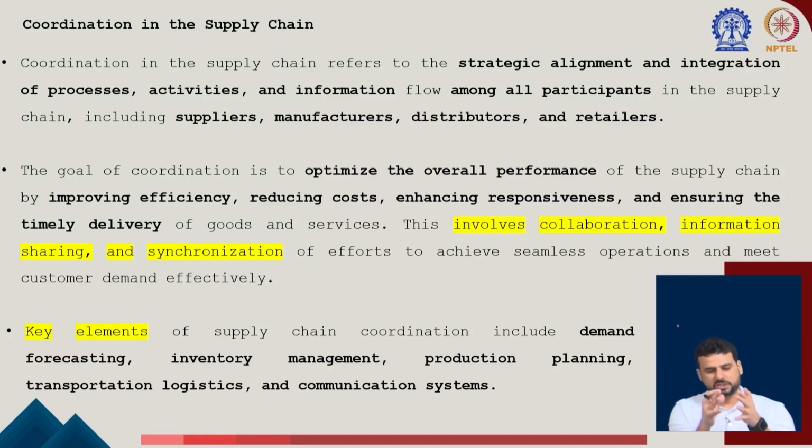So coordination among all is the first priority within one organization, and then we are talking about coordination throughout the supply chain, means all the stakeholders involved in that, and those stakeholders are suppliers, manufacturers, distributors and retailers, right? So the goal of the coordination is to optimize the overall performance, and how we can do that by improving efficiency, reducing cost, enhancing responsiveness and ensuring the timely delivery.